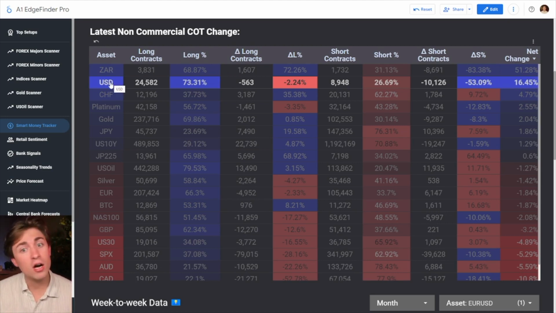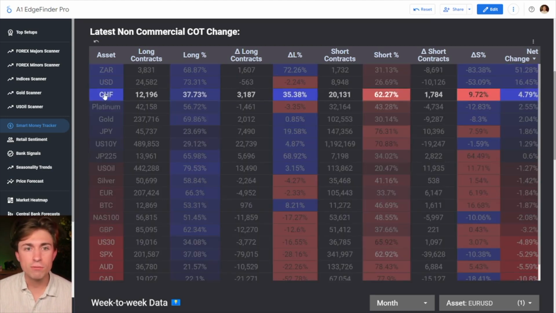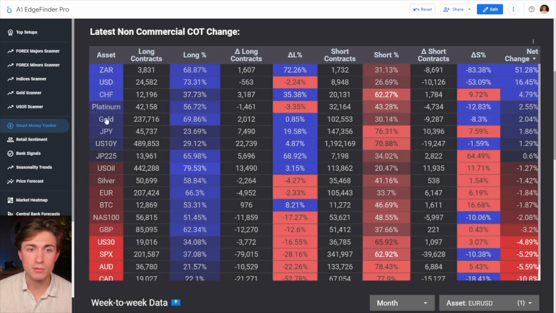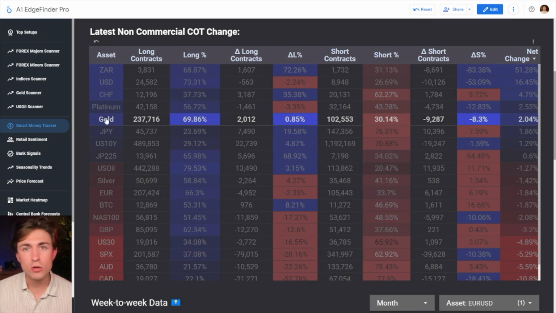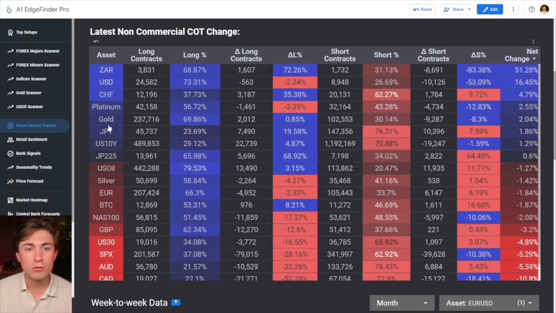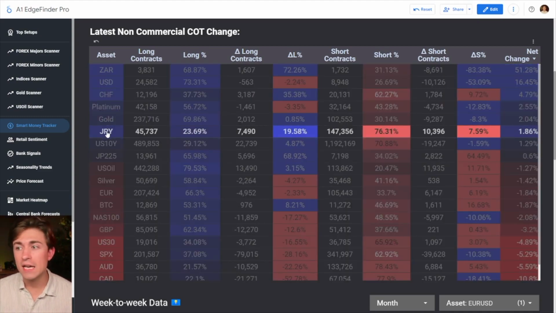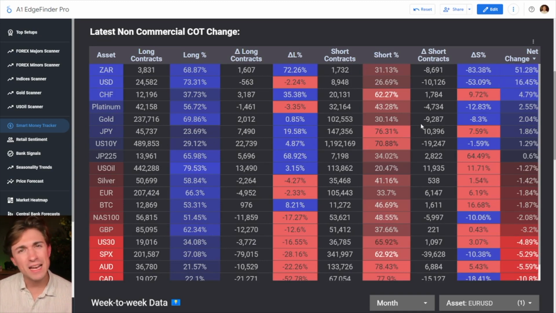Well, notice something with me. All of the risk off assets are super bullish this week, and all the risk on ones are pretty bearish. Let me continue. The Swiss franc, notoriously a risk off currency, had a big increase of 4.79%. Gold, the age old risk off commodity, right? People go into gold when they're fearful. Look at this, 2% increase. That's actually pretty substantial. Yen, same thing, 1.86.